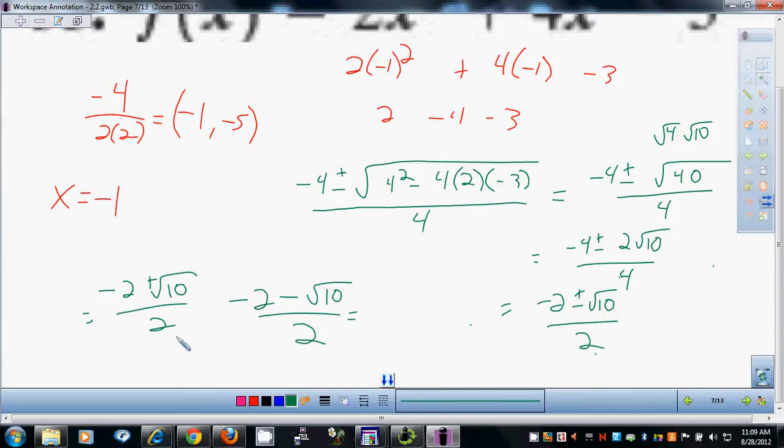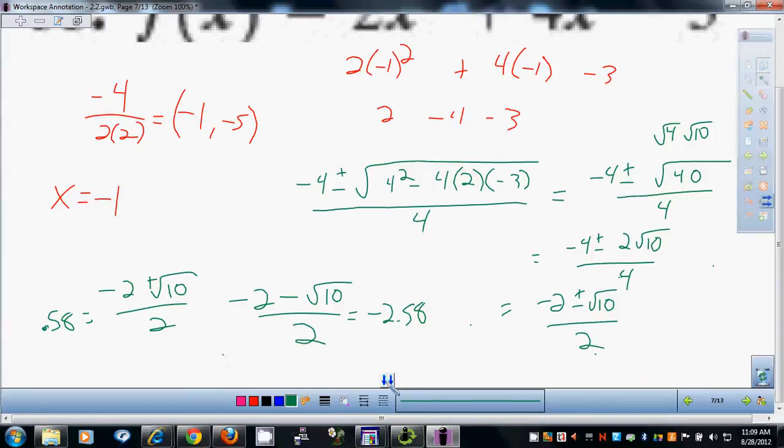Make sure you put your whole numerator in parentheses if you're going to put it in there all at once. I guess I could just do it. I have a calculator up here. Sounds good. Let's graph this thing.